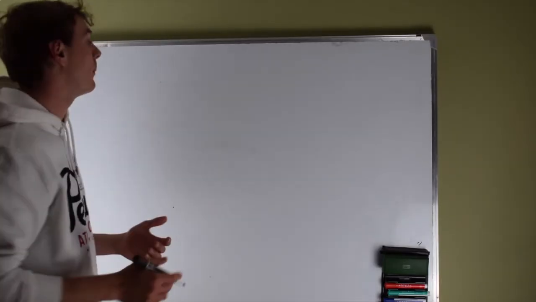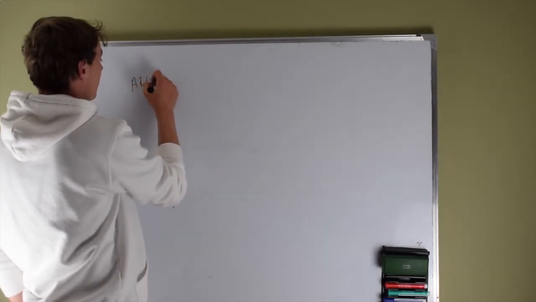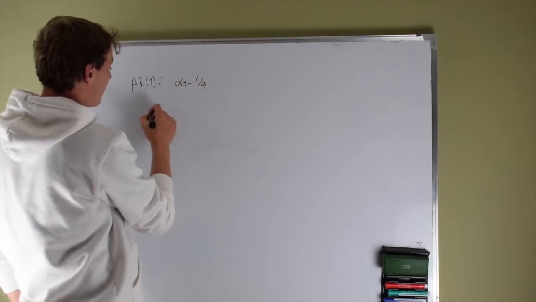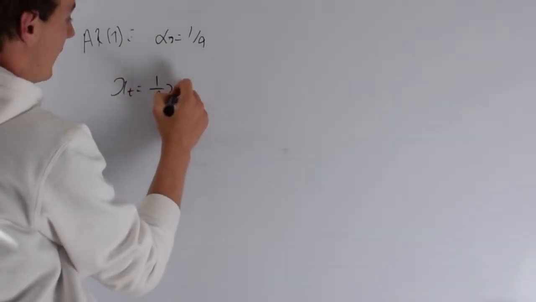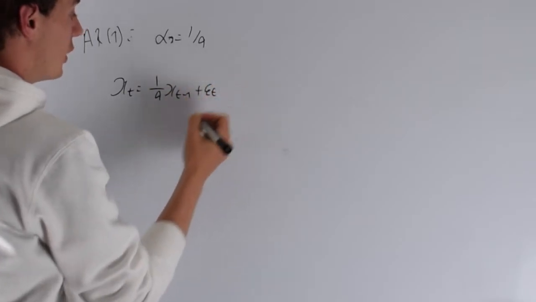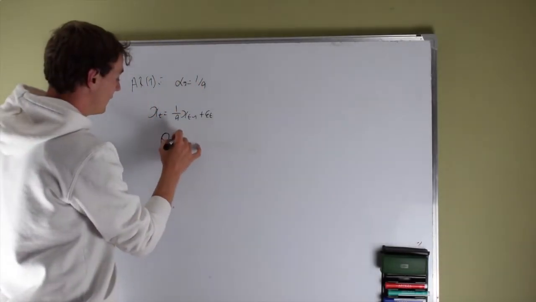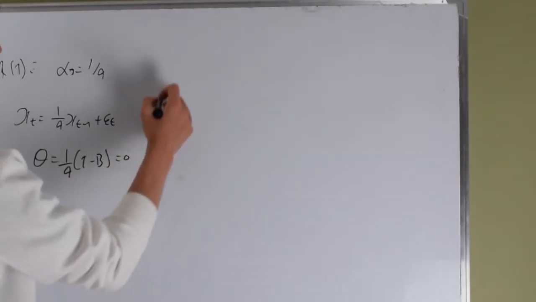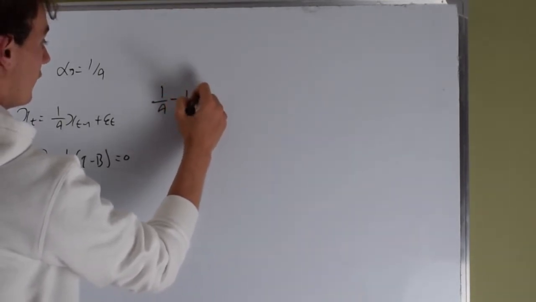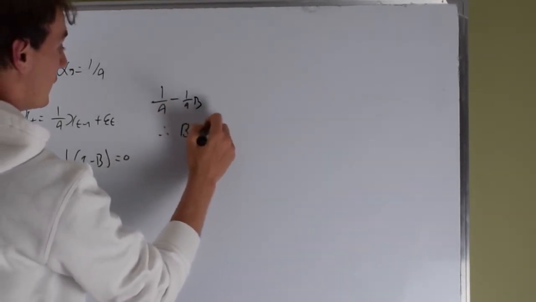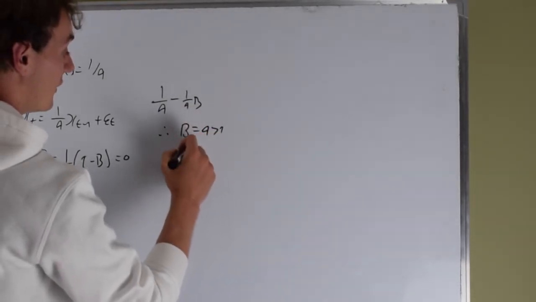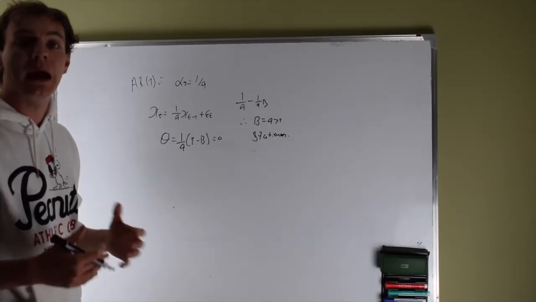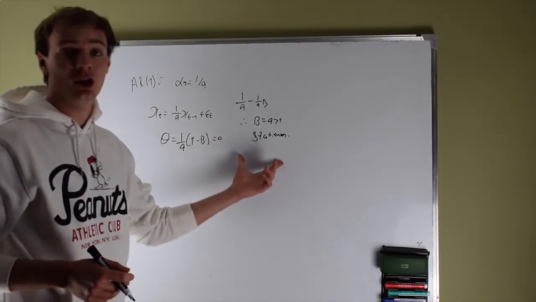Now let's take a look at an AR(1) model. If our alpha_1 equals, let's say, 1/4, we get that x_t equals 1/4 x_{t-1} plus the error term. So our characteristic equation becomes 1 minus 1/4 B equals 0. Now expanding this out becomes 1/4 minus 1/4 B. Therefore, our B is equal to 4. This is greater than 1, and therefore it is stationary. Now, not all AR(1) models are stationary. This is a way to determine if it is or not.